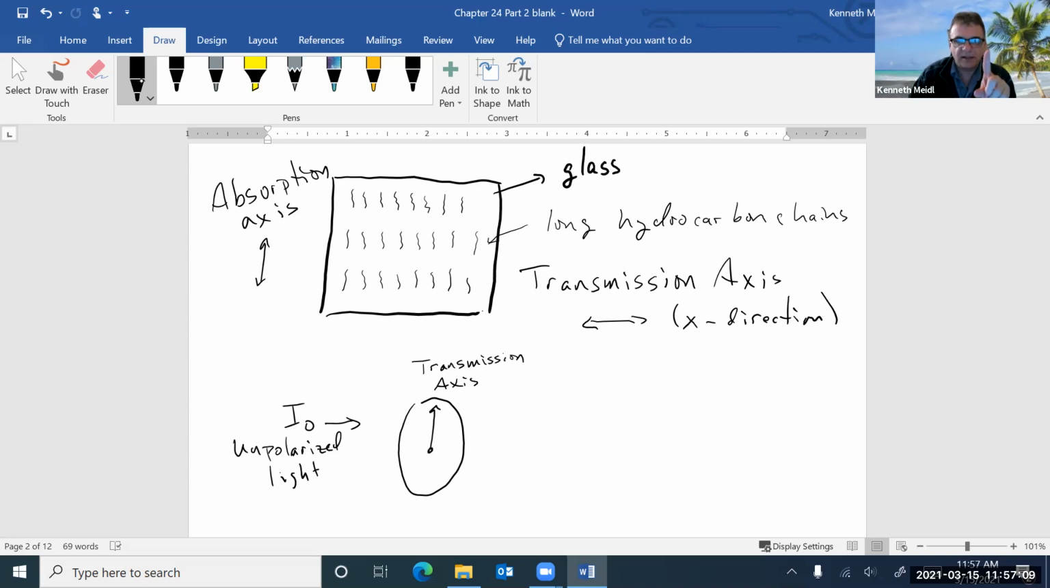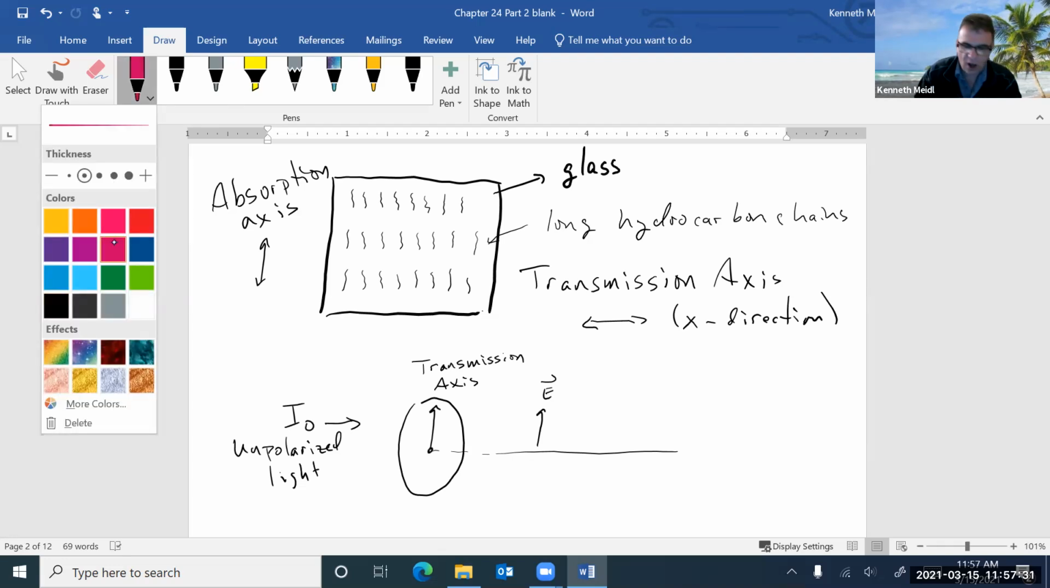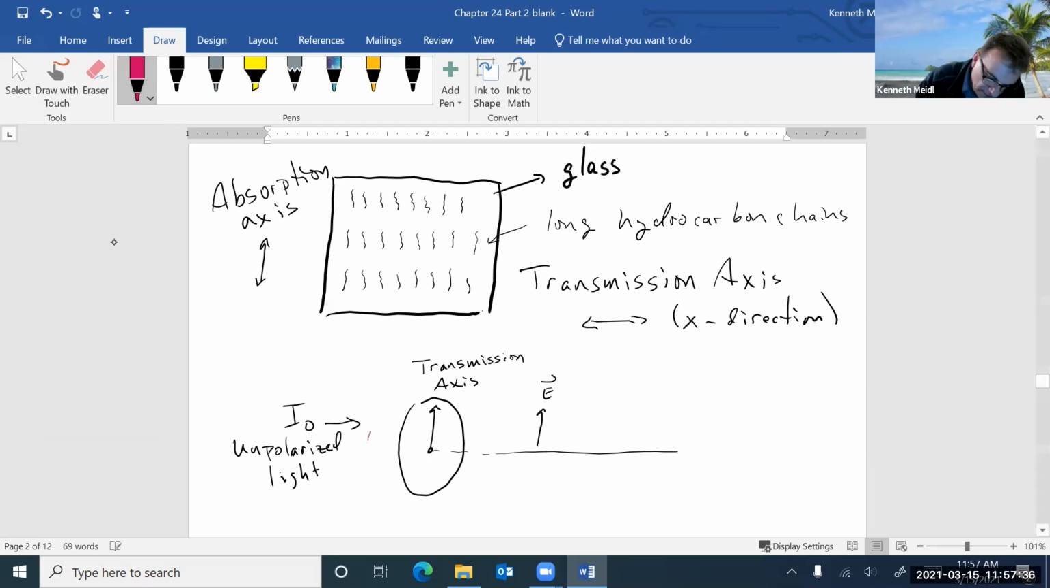But this transmission axis is only going to allow Y components through. And so the electric fields that are in here are all like this. Those are the electric fields that survive. And so usually, so that you don't have to draw every orientation possible for unpolarized light, the electric fields have a Y component, and maybe they've got this X component, but this gets absorbed.